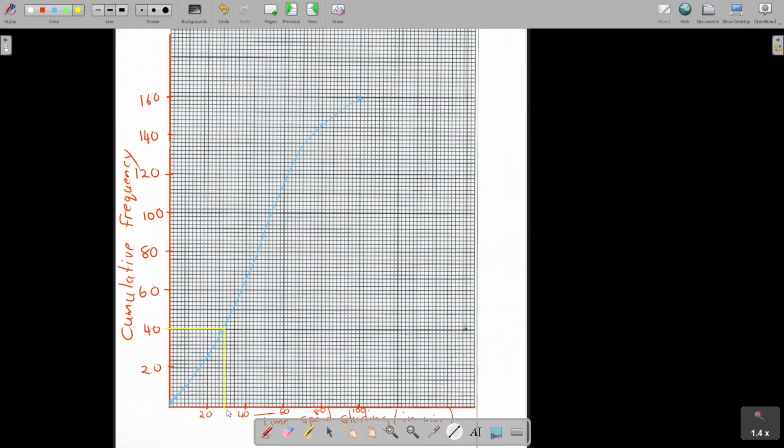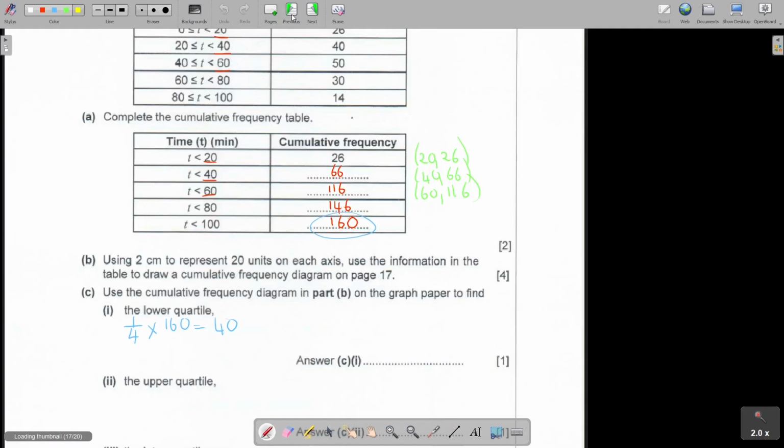Now, reading down there, it looks like 28. So 2, 4, 6, 8. I'm just going to write it. Okay, 28. So this is Q1, and that's going to be 28.